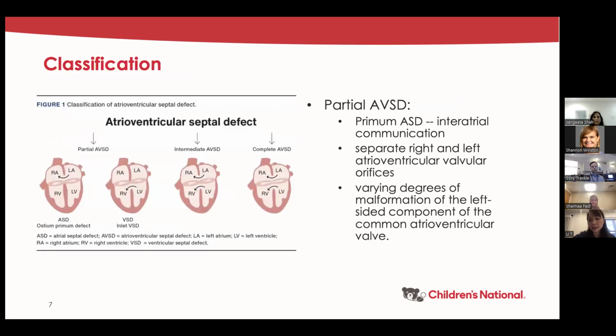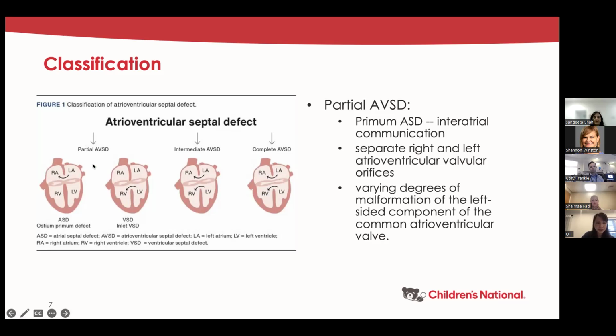The classification of AV septal defect is such that you can have a partial AV septal defect, which is what we're going to talk about today, in which you have just an atrial component or just a ventricular component. And then you have the intermediate where you have a small VSD component, and then the complete in which you have a large atrial component as well as a large ventricular component.